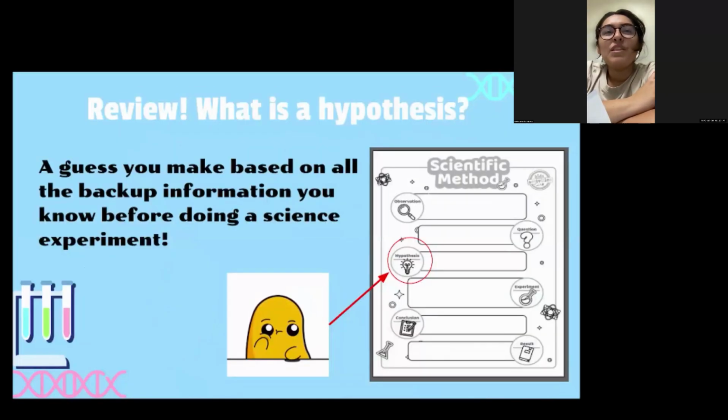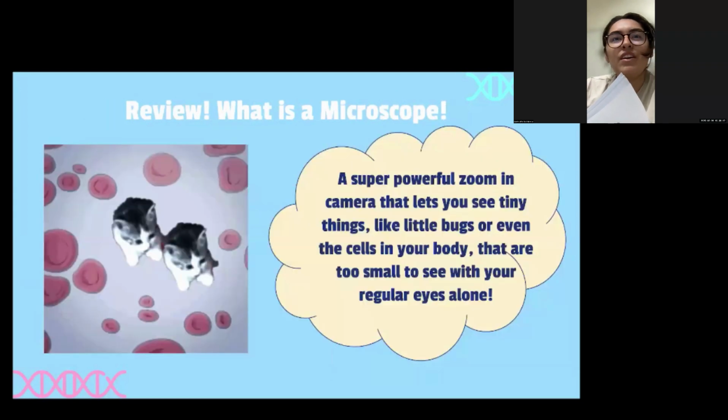So we learned that a hypothesis is a guess made up of all the backup information you know before doing a science experiment. Do you guys remember the other steps of the scientific method? We need an observation, a question, a hypothesis, and an experiment. After we do the experiment, we do a conclusion, and then we do the results.